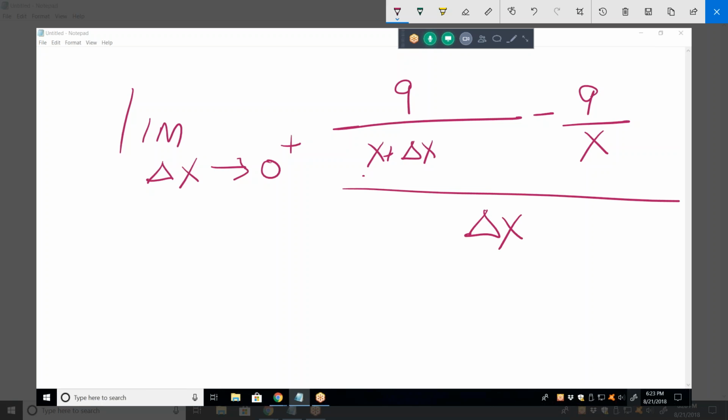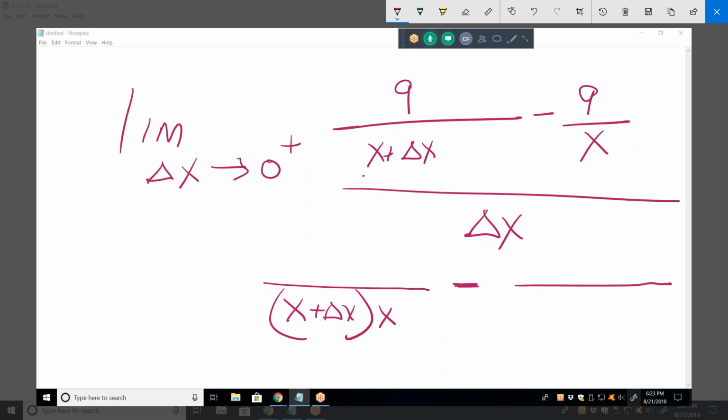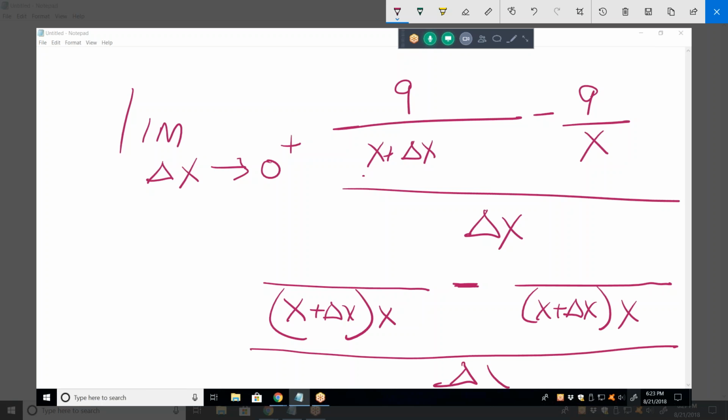All right. Yeah. The way you do these problems is by finding a common denominator in the top. So it would be x times x plus delta x. You would do that on both sides. Yep. So here, let me write just a little bit smaller. Here's the way I do these. Here's my common denominator. What's the top left? The top left would be 9x. Okay. And the top right, 9 times x plus delta x. You do need to distribute that.